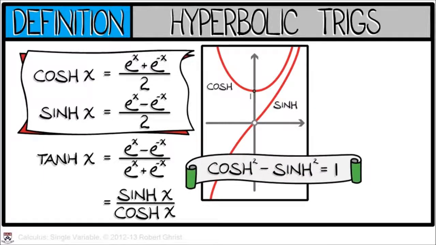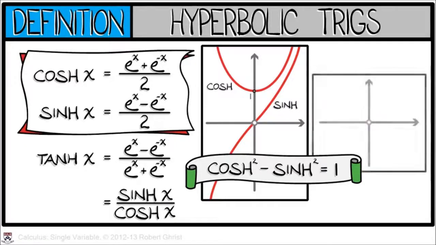Now, some of the rules that you're familiar with from trigonometry hold in this hyperbolic setting, but with a bit of a twist. For example, cosh squared of x minus sinh squared of x is equal to 1. One can compare that with the familiar formula cosine squared plus sine squared equals 1. What does this formula mean?